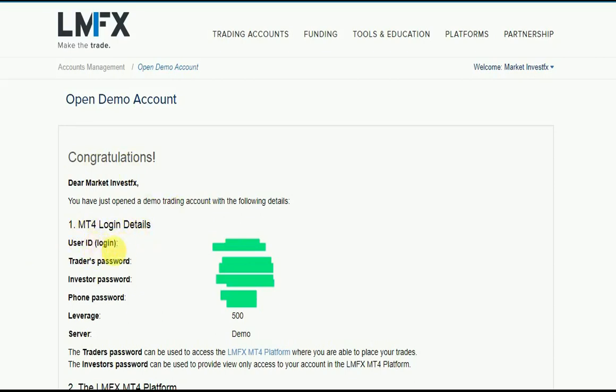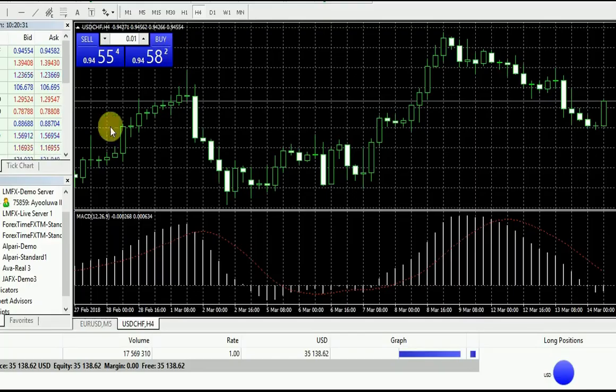So you get your user ID login, your trader's password, your investor's password, and your phone's password. The leverage which you are given here is 500 because you opted for a 25,000 trading deposit. The server is demo. So after this, you download the MetaTrader platform, and here is the interface. I've been running a lot of demos on here, so I would have to create another.